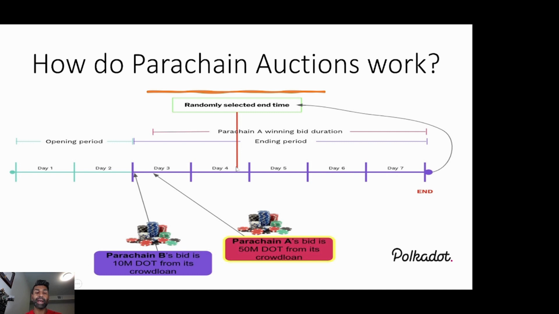And so then they'll look back at the records and see who had the most DOT delegated to them at this time. In this example, they're showing that parachain B has 10 million and parachain A has 50 million, but that's on day 3. So that situation could have changed by day 4. Right? So it's not who has the most at the end, it's the random point generated somewhere in between day 3 and day 7 that it'll be measured from.